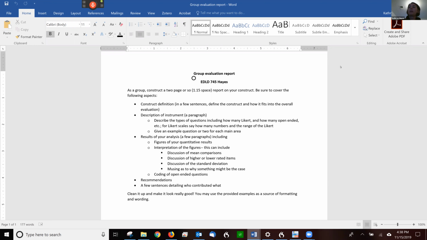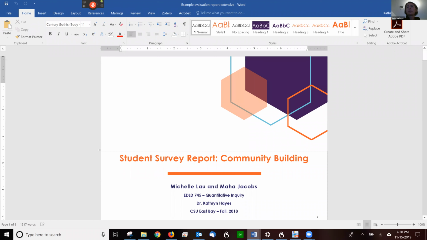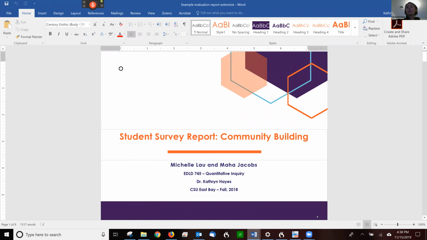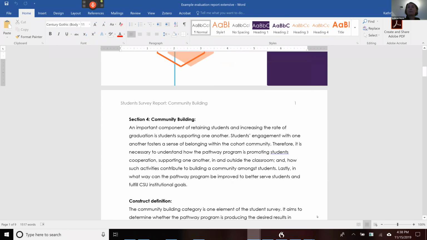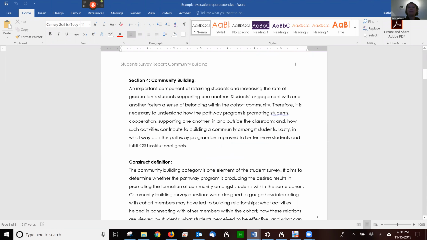So I have an example I'm going to go through. I'm going to go back and forth between this and the example. All right. So this is an example from last year. This is fairly extensive, I'll have you know. So if you're feeling a little overwhelmed by this example, you don't have to be quite as perfectionist, but it's also a very good example.